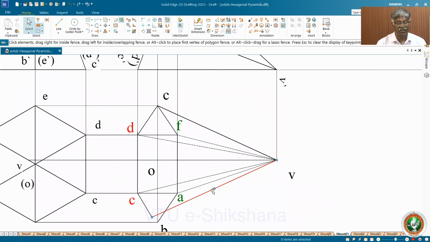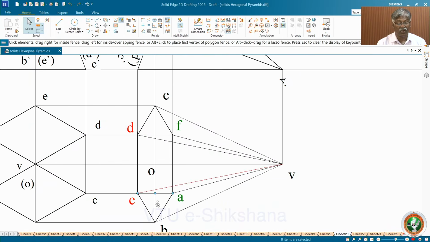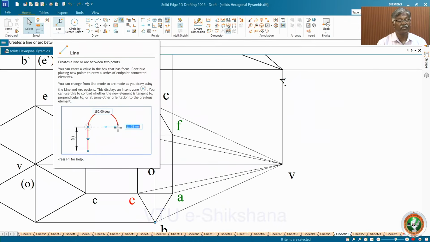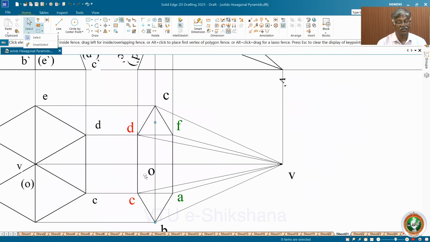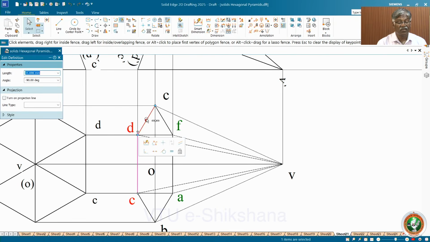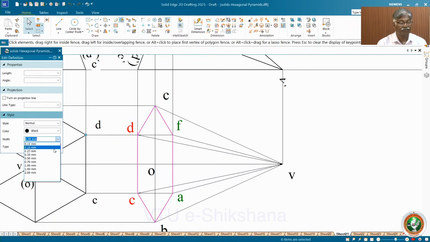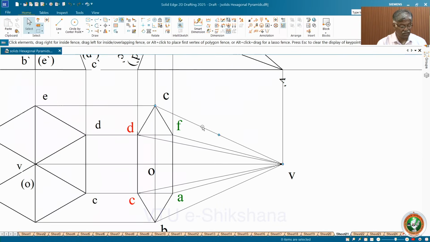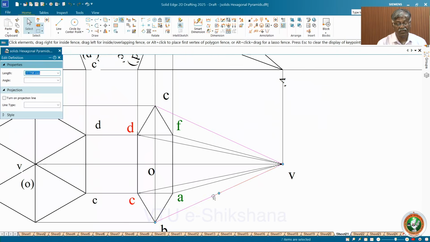Then there is some problem here. I will sort it out. So earlier it was like this. You may face the same problem. I don't know why it has happened. Select this. I will repeat. Select this. Make it dark. Yes. Then select these two boundary lines dark.